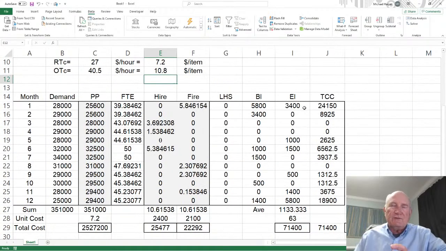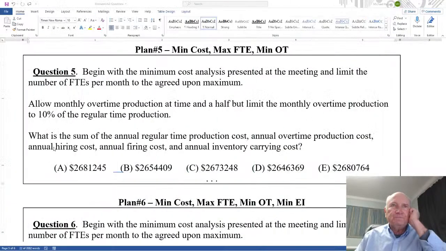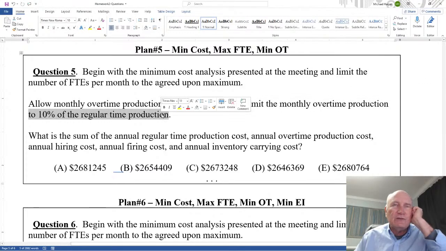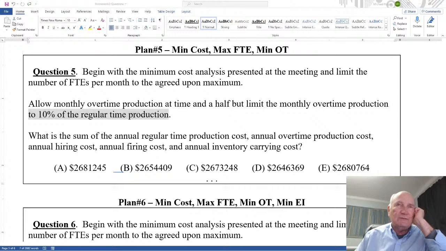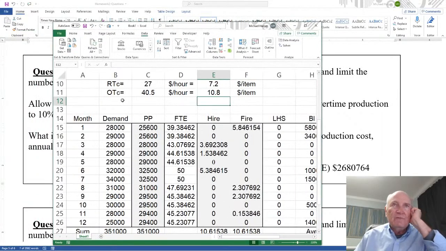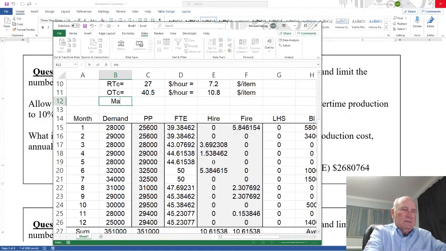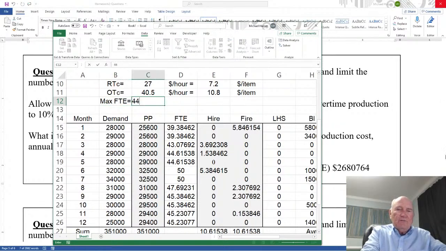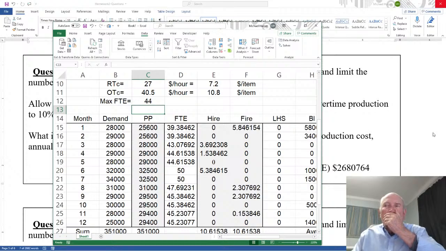So now when we solve this thing, remember we have a number of things going. Now we have overtime, correct? And not only do we have overtime, it says limit the overtime production to 10% of the regular time production. Okay, so now we got to do some things in here. First of all, we have a max FTE of 44. Put that in there.